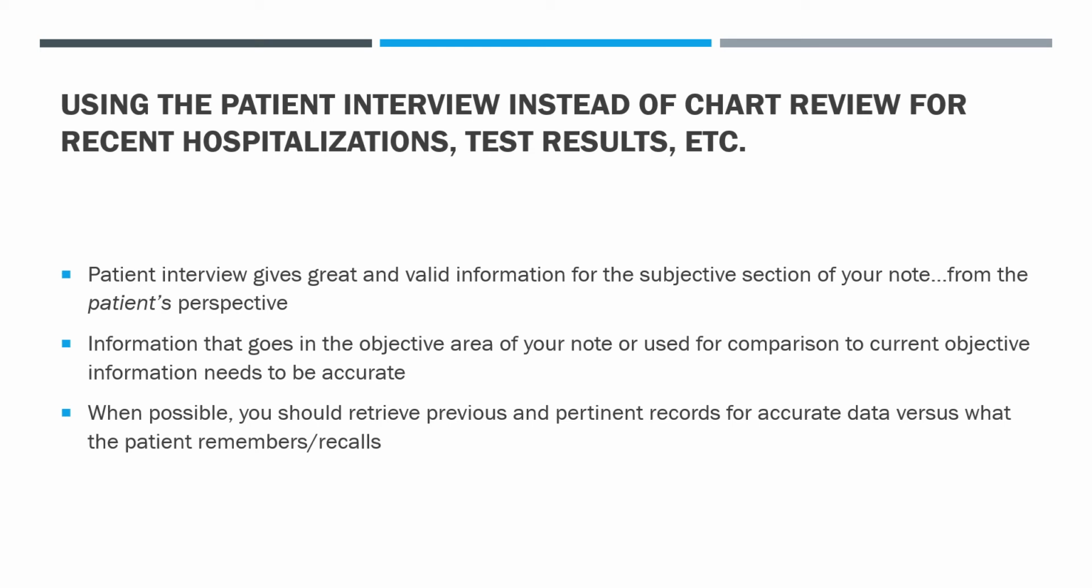Using the patient interview instead of the chart review for recent hospitalizations, test results, etc. Patient interviews are great and valid for subjective information, but that's from the patient's perspective. Information that goes into the objective area of your note is used for comparison, as in previous visits to the emergency room, previous visits to the hospital, and the results of labs and studies ordered during that time. It's important that you just use the chart itself. When possible, you should retrieve previous and pertinent records for accurate data versus what the patient remembers or recalls.